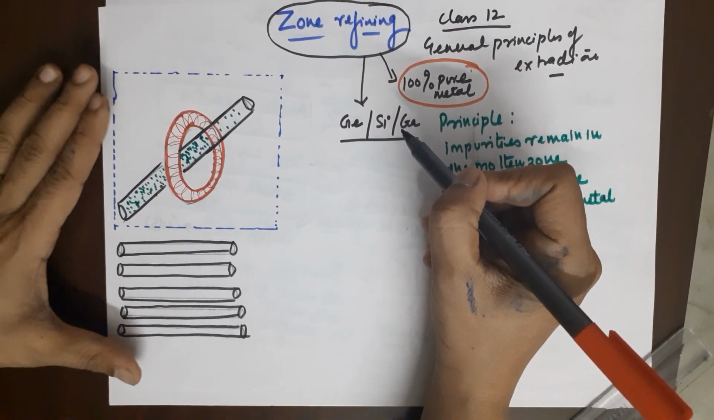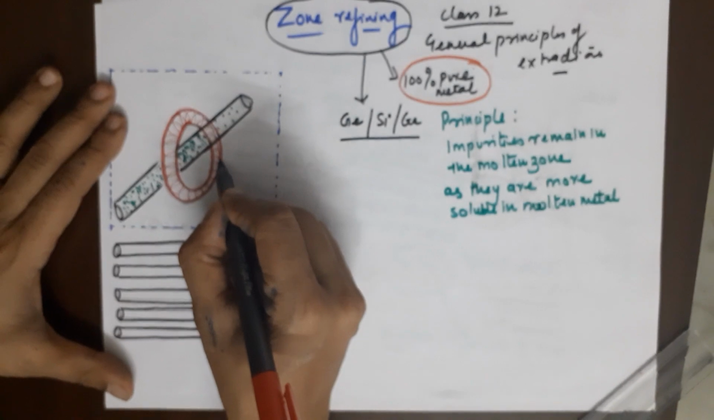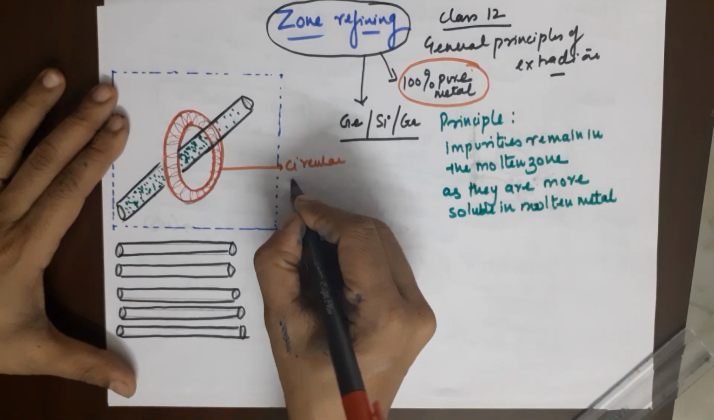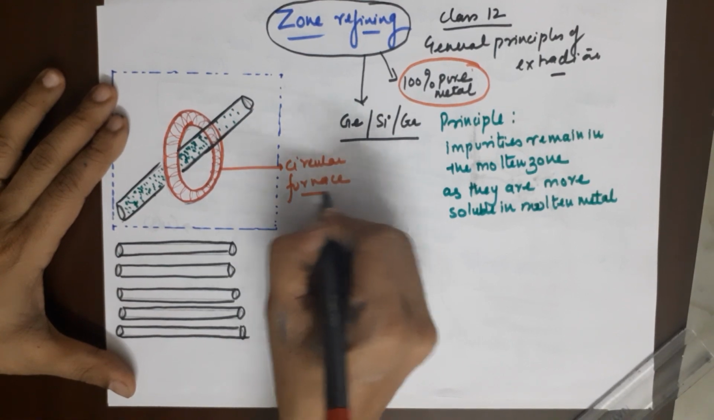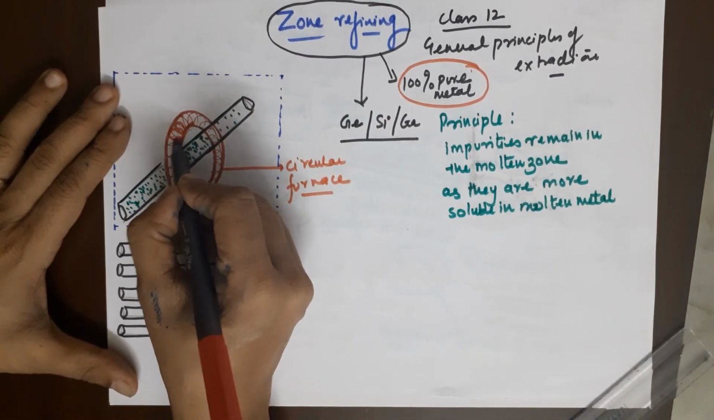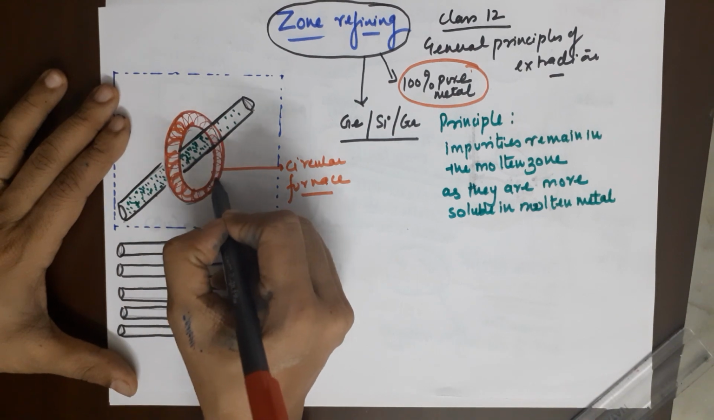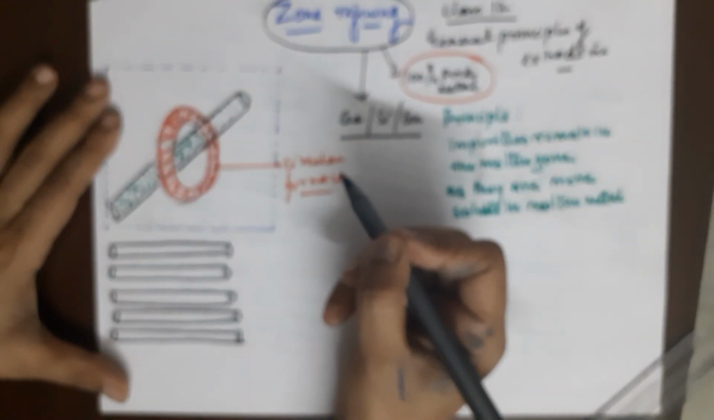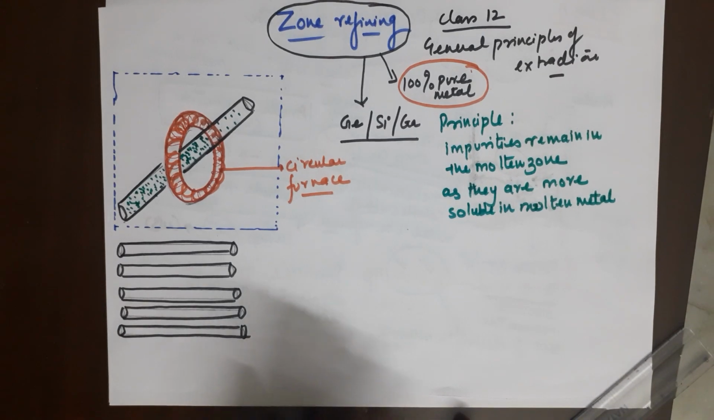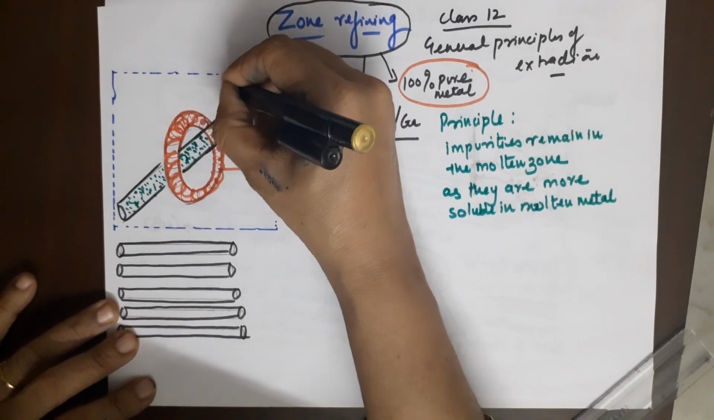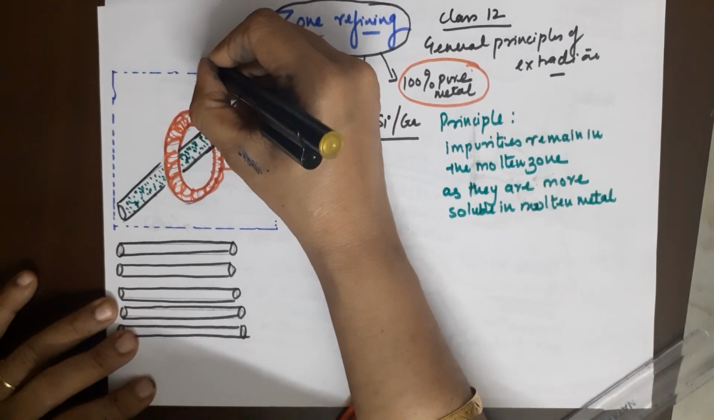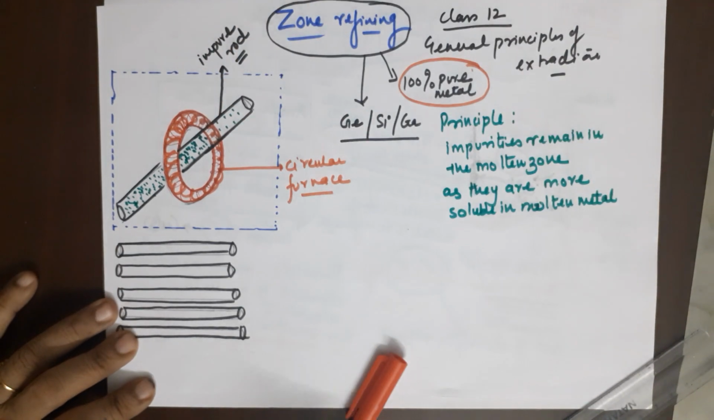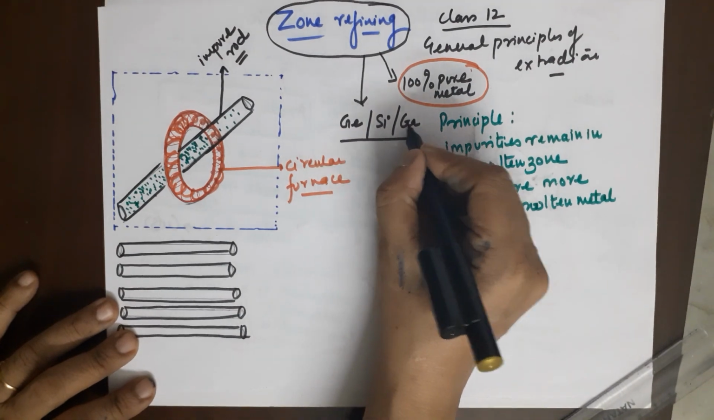Now what is the procedure like? I've just given you an illustration. This is the circular furnace or a heating coil, as explained here. This is my heating coil. So a circular furnace is used in this case, and this is your impure block of metal which is to be purified, that is, refined. This is the impure rod. This rod is that of germanium, silicon or gallium.